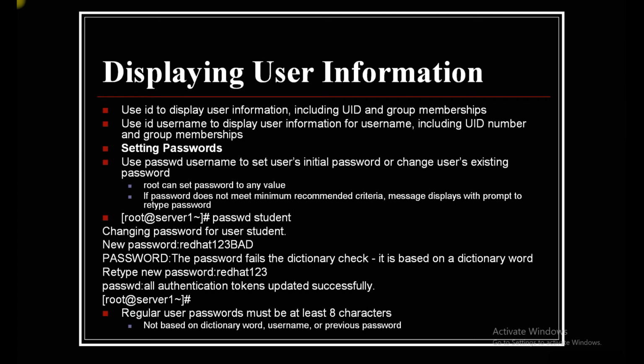Display user information. To display user information, basically the UID, GID, all information, you can run the command id. I think it's not there, but initially I have shown you. You can run the command id username, and it will give the UID, GID, context, everything. And if you want to set the password, you have to run passwd student.